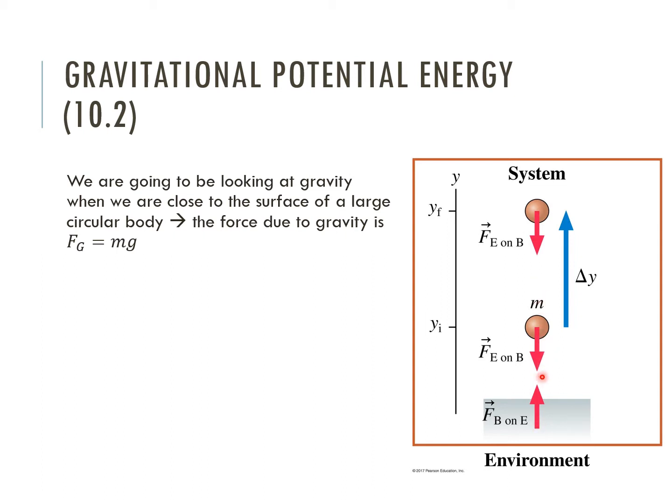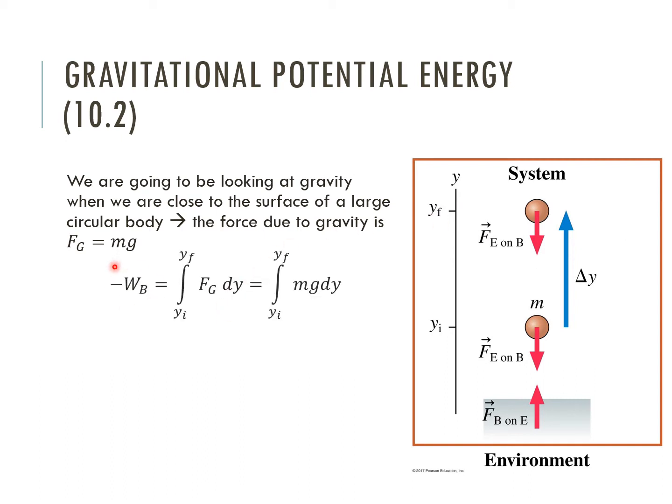So the reddish pink lines correspond to the forces. So we have the force of the earth on the ball and the force of the ball on the earth. And in the case of this ball in particular, it's been bounced off the earth and it is moving upwards. So when we are looking at it from some initial height yi to some final height yf.